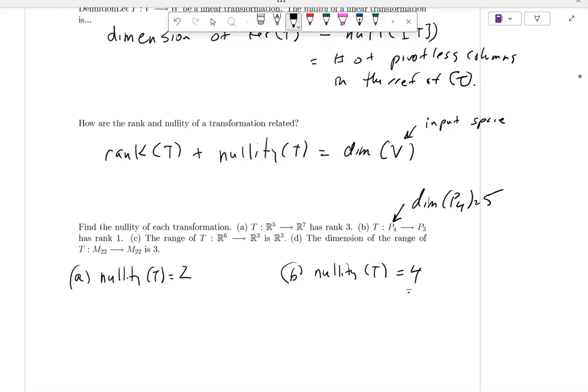Okay. Well, what's the dimension of your domain in this case? 5. And if the rank is 1, rank plus nullity has to be the dimension of the domain. 5 minus 1 is 4. Right, this is the formula we're using here. If the rank is 1 and the dimension of your domain is 5, what fills in the blank? 4. Yeah, that's why it's 4. Because what was the dimension of the one before? 5, and the rank was 3. Okay.